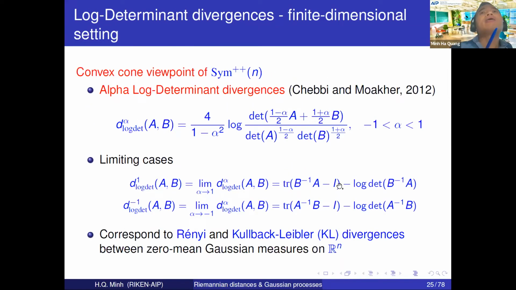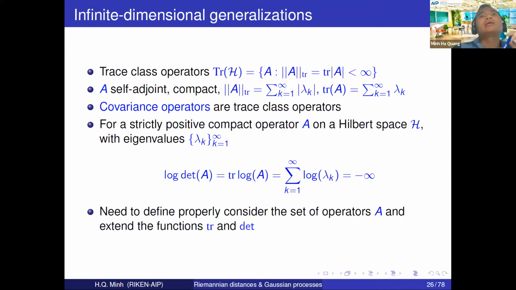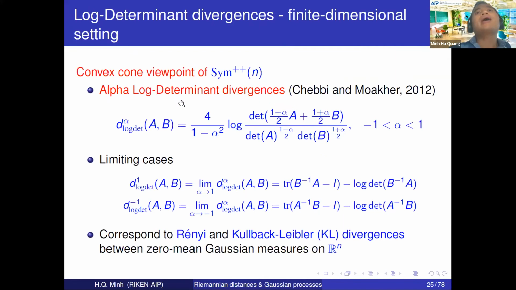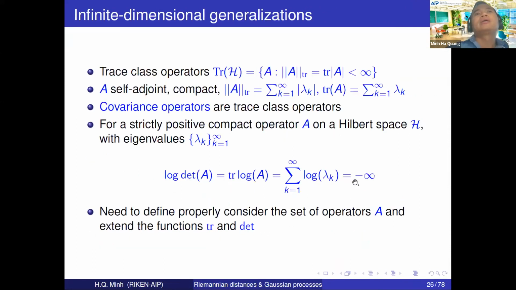And so now we also want to generalize this to the infinite-dimensional setting. But how do we generalize this? Okay, so let's talk about it here. We compute the log-determinant, and so we have the trace. So we need to talk about trace class operators. We have a trace, for example, and the log-determinant is also closely related to the trace. Log det of A is equal to trace of log A.